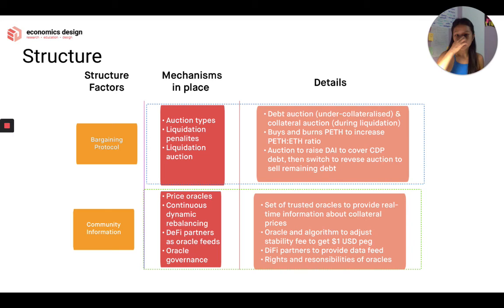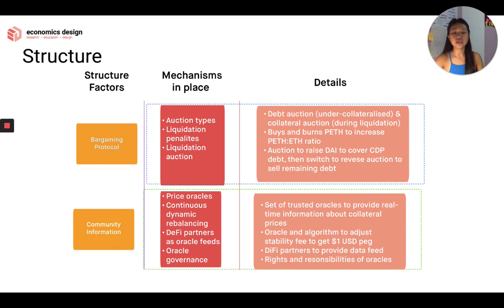So for bargaining protocol, they have different auction types. One is debt auction, when things are under-collateralized, and you have collateral auction, which is executed during liquidation. And they also have auction penalties. So just think of it as additional. You have to pay interest rates, and then you also have to pay liquidation penalties, which is a different interest rate. And then you have liquidation auction.